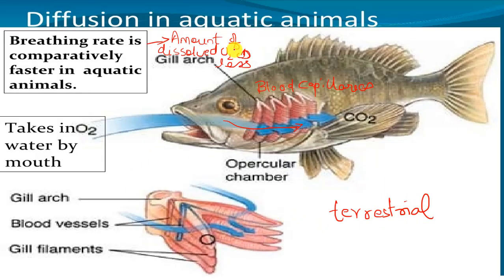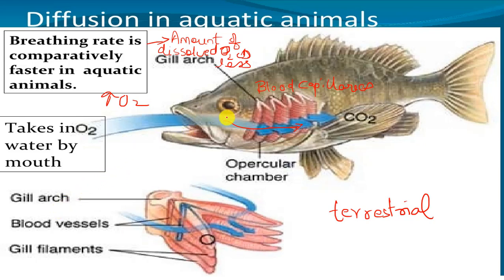First of all, the amount of oxygen dissolved in water is less. The amount of oxygen present in water is less as compared to the amount of oxygen present in air. So oxygen is more where? Oxygen is more in air. The amount of oxygen dissolved in water is less, and hence the aquatic animals have to take in more and more amount of water so that they get more and more amount of oxygen.